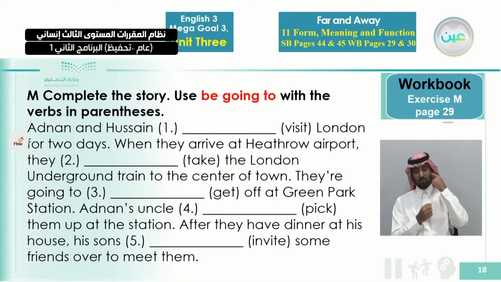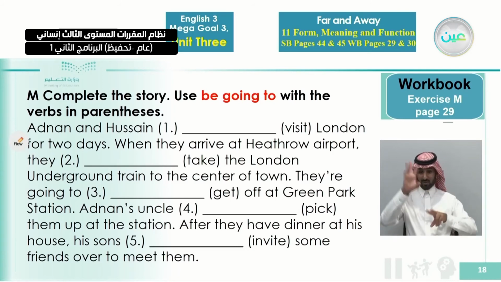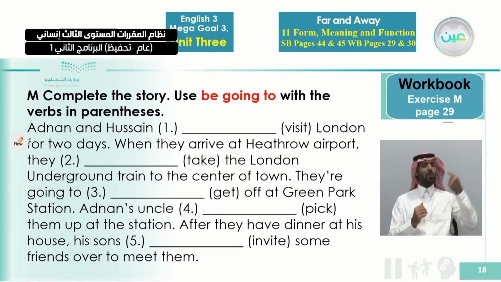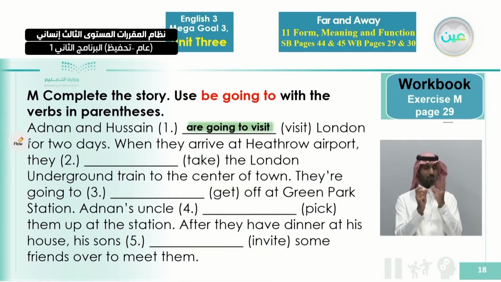Now we're moving to the workbook. Your workbook is the best place to practice all these kinds of form, meaning, and function, and all exercises. So let's talk about what this exercise is. Complete the story. Use be going to with the verbs in the parentheses. Here you have the verb, and you need to use it in the future. We say Adnan and Hussein, London for 2 days. What are they planning to do? They are going to visit London for 2 days.